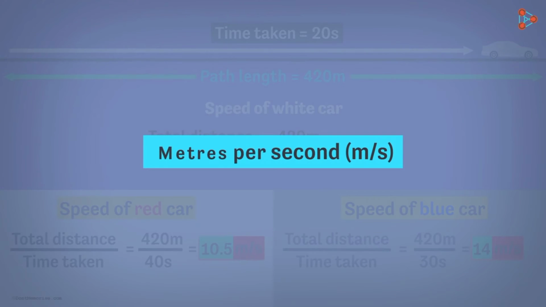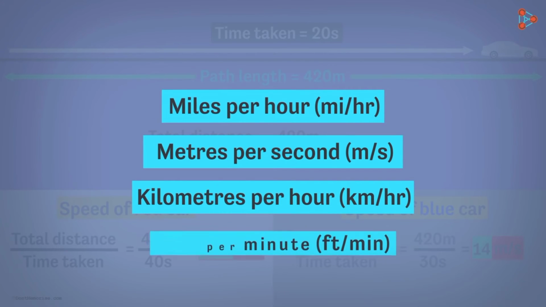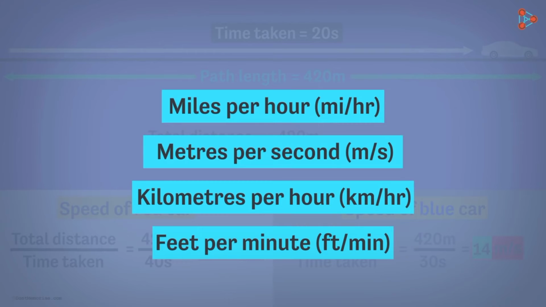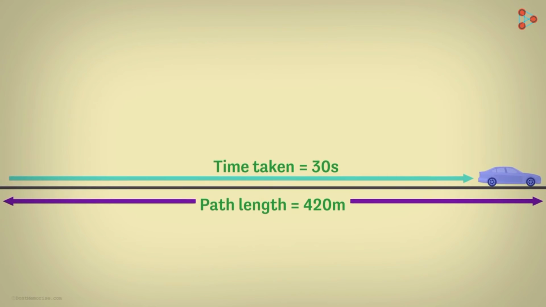Now let us look at the units. Meter per second is the unit of speed. There are many such units that you must be aware of, for example, kilometers per hour, miles per hour, feet per minute, and so on. Let's look at the example of one of the cars. Say, blue color car A covers 420 meters in 30 seconds. This gives us a speed of 14 meter per second.